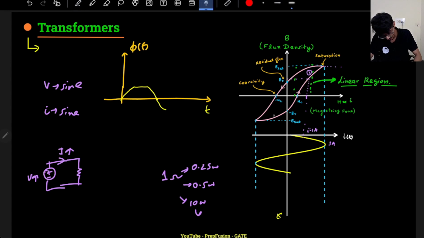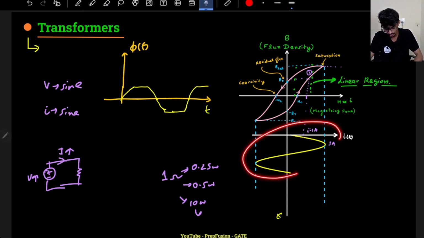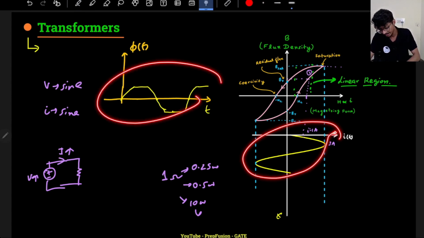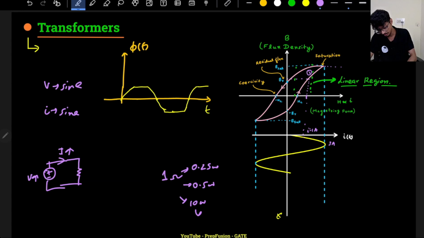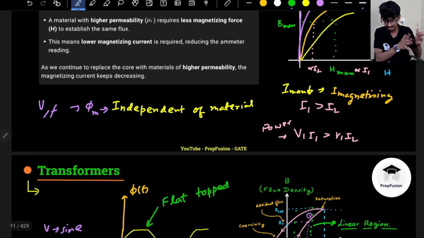The same thing will happen in the negative half as well. The core will saturate in the negative direction, and it will keep on repeating this pattern. So the important point is that although I was giving a sinusoidal voltage, and hence expecting a sinusoidal current, I am getting this kind of waveform, which is called a flat topped waveform. Okay, it is not sinusoidal. Flat top, why? Because the top side is flat, that's why it is called flat top.